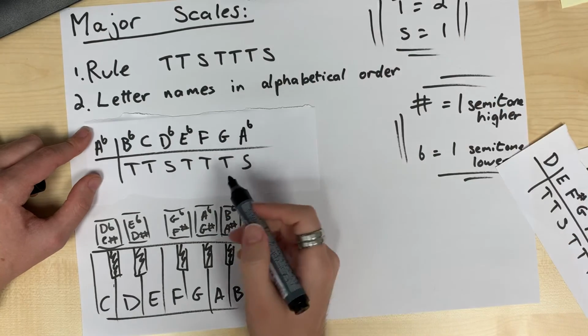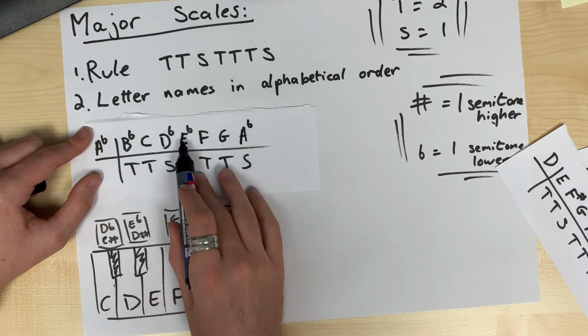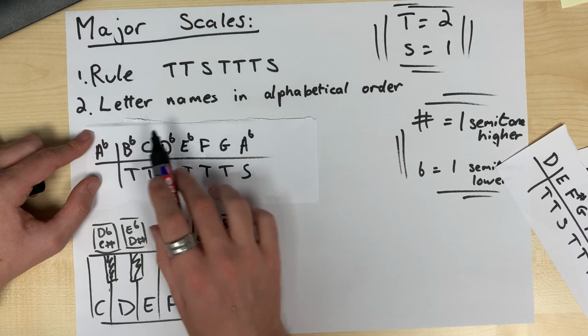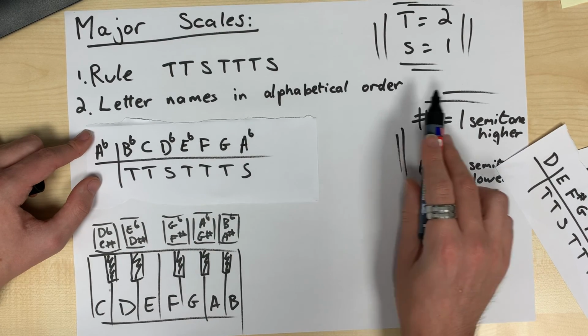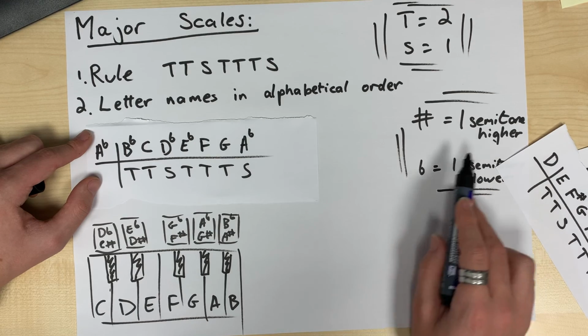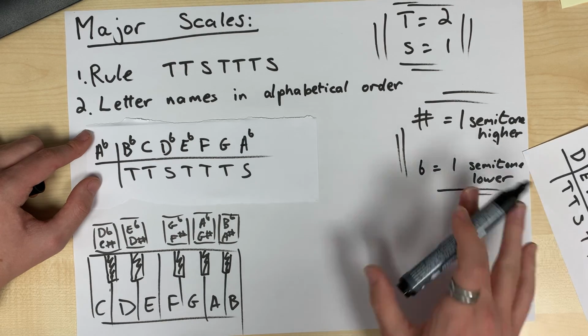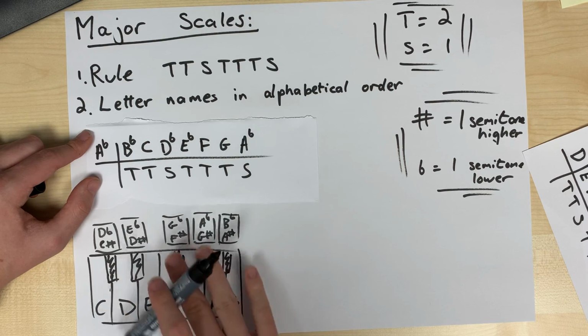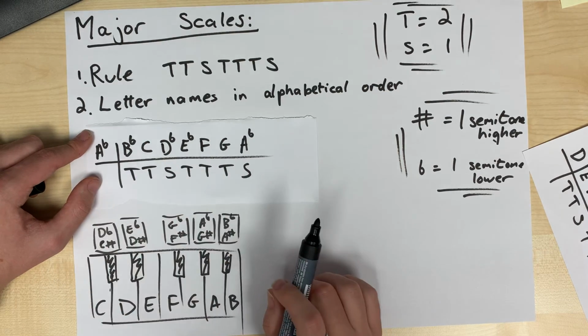So my A flat major scale is all of these notes here. There you go, a nice quick easy way to remember how to work out a major scale. Remember, T means 2, S means 1, sharp means 1 semitone higher, flat is 1 semitone lower. Once you're confident with that, and you're confident with your keyboard diagram, you can then work out any major scale whatsoever.